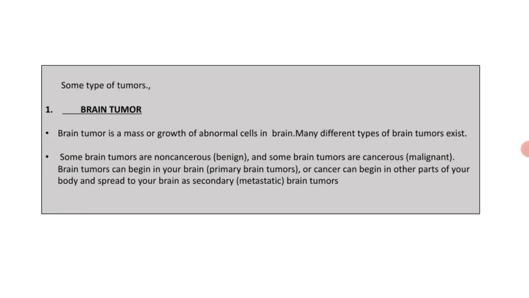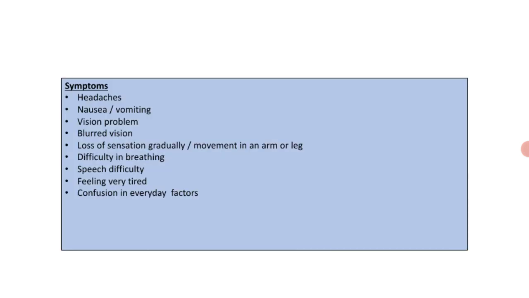And there are some types of tumors mentioned here, and the first one is brain tumor. Brain tumor is a mass or growth of abnormal cells in the brain. Many different types of brain tumors exist. Some brain tumors are non-cancerous and some are cancerous. Brain tumors can begin in the brain or can begin in other parts of the body and spread to the brain, such as secondary brain tumors.